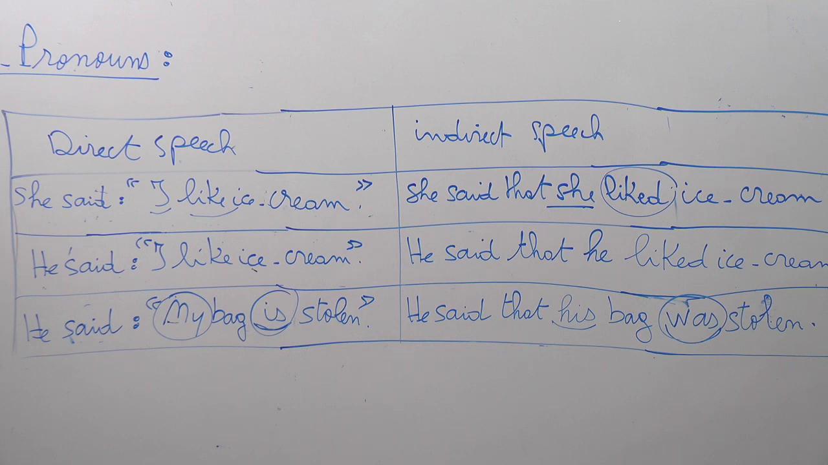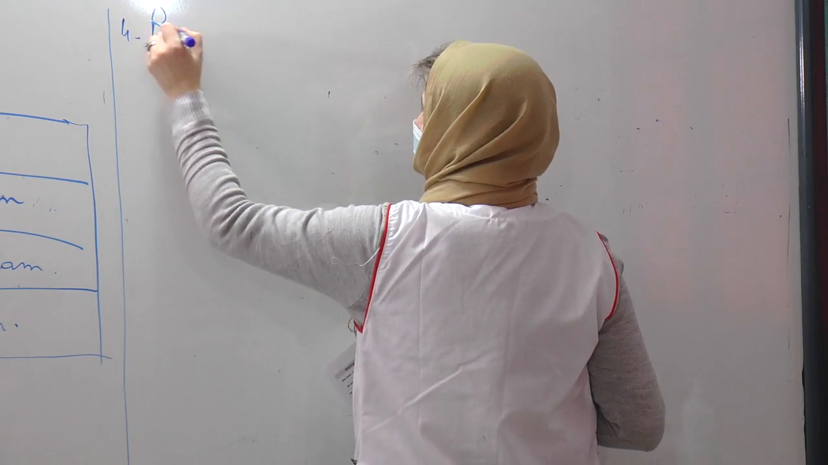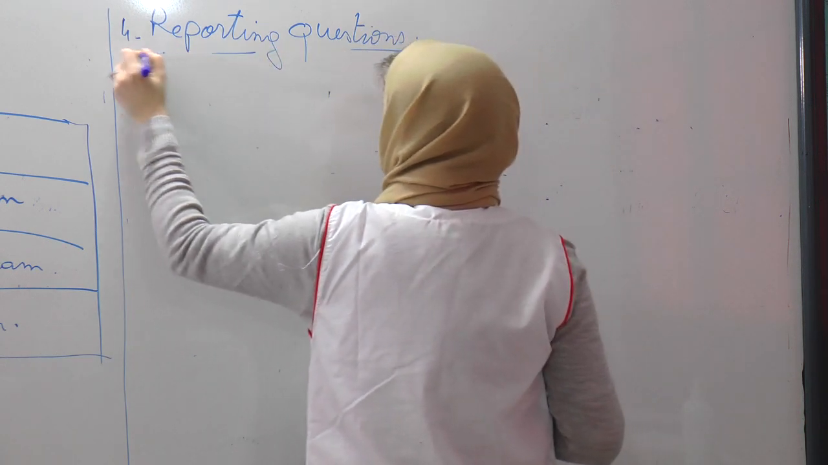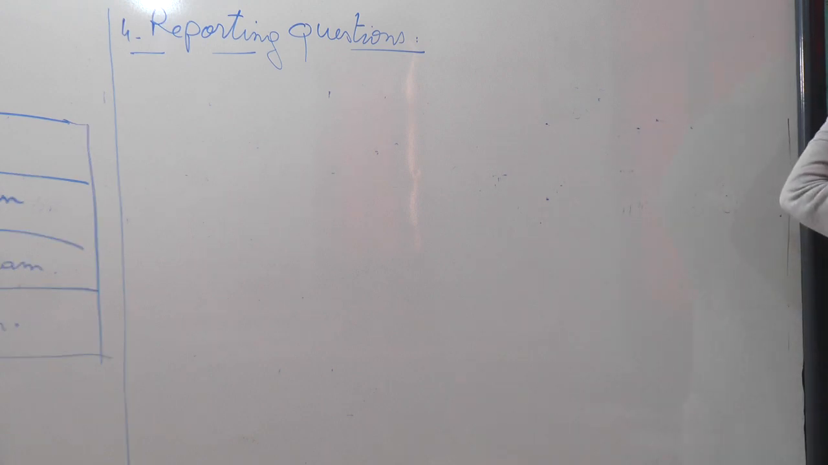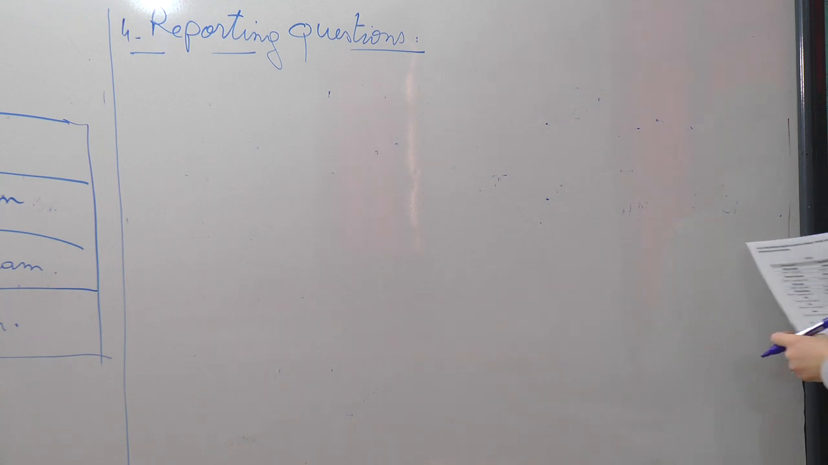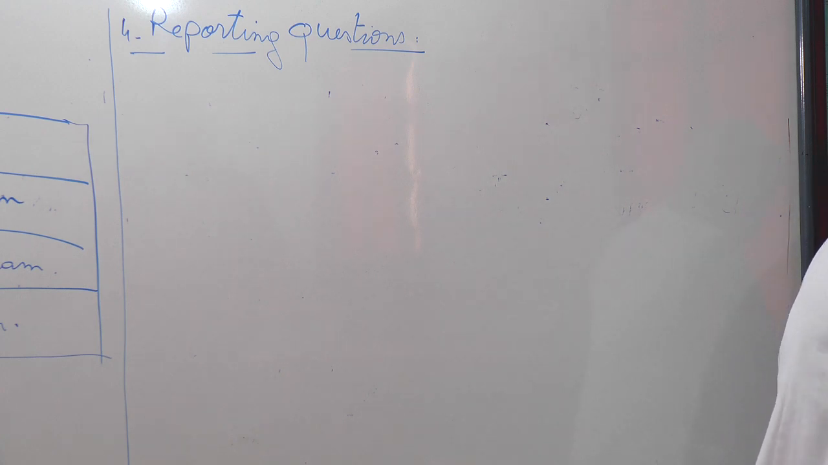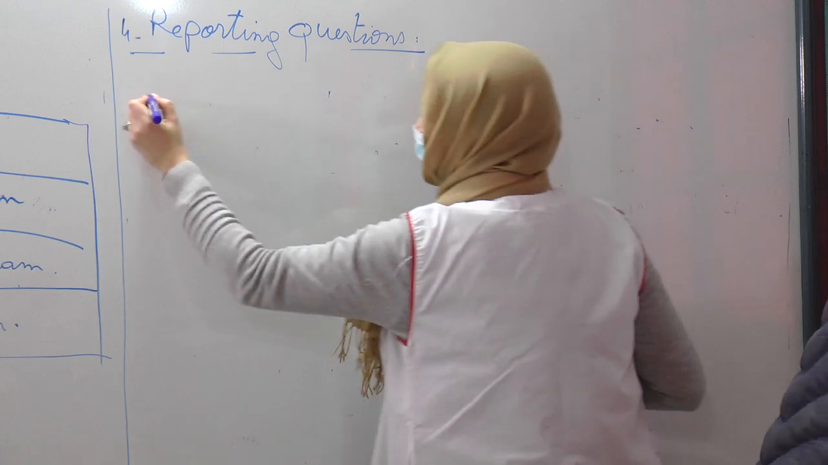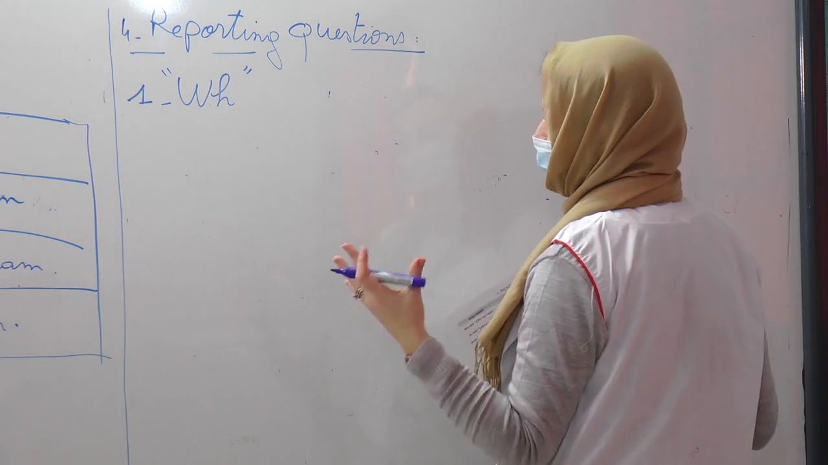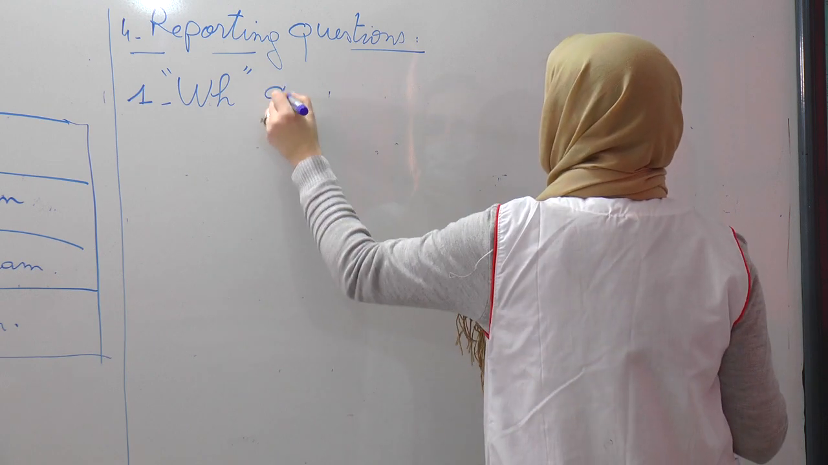Okay, now, number 4, I'm going to give you some reporting questions. Even the question, we can need some changes into the indirect speech. The first one, WH questions. You know what the WH questions are? What, where, how, who, etc. We have that with this one. So WH questions.